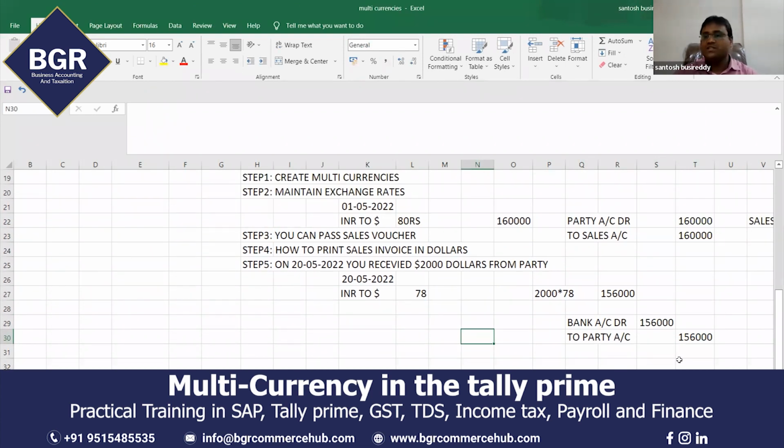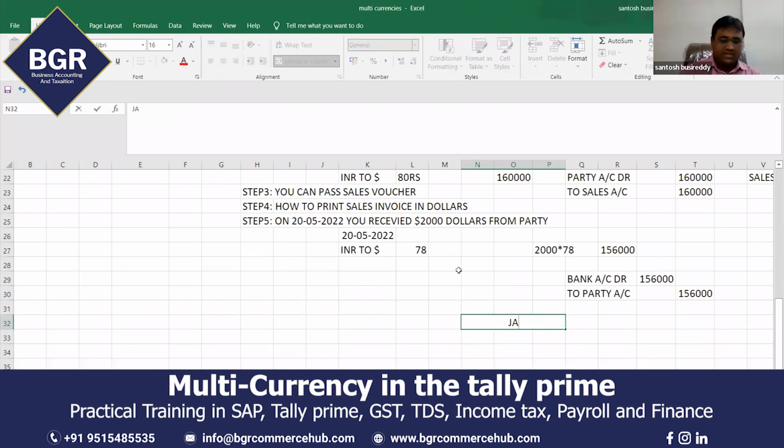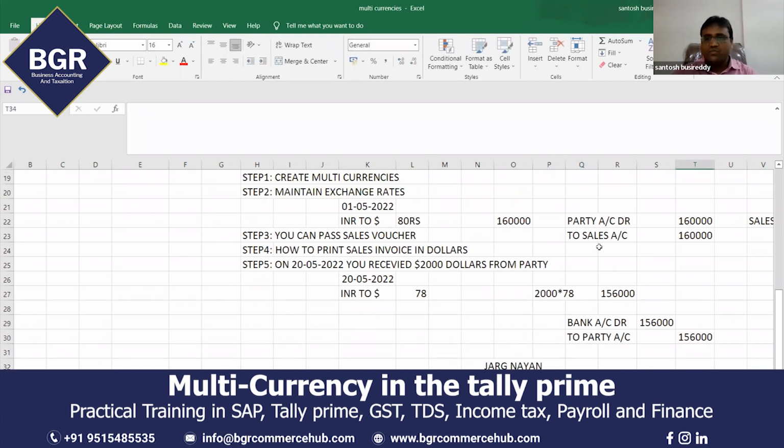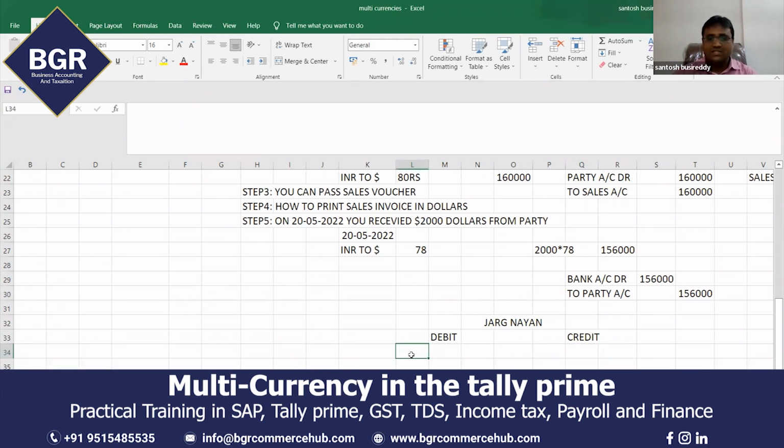How much loss is there in the foreign exchange? 1,60,000 actually you have to receive. You received only 1,56,000. Now, if you go to the party ledger, Charge 9, ledger means you will have both debit and credit. See, at the time of sales, what is the journal entry you passed? Party debit, to sales account. To sales account, how much? 1,60,000. Party is debited with 1,60,000.